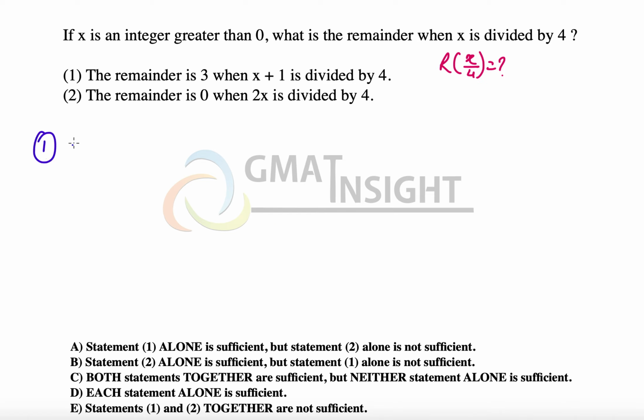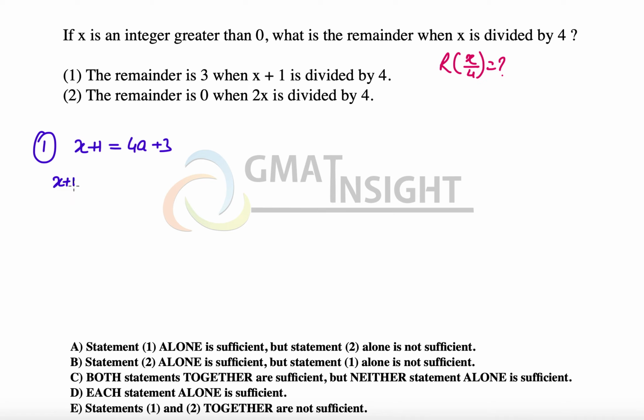The first statement says that the remainder is 3 when x plus 1 is divided by 4, which means x plus 1 is a multiple of 4 plus 3 form, right? Because x plus 1 when divided by 4 leaves remainder 3.